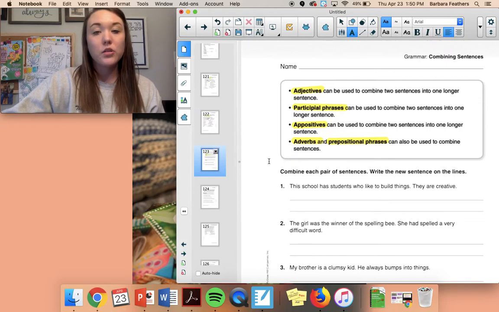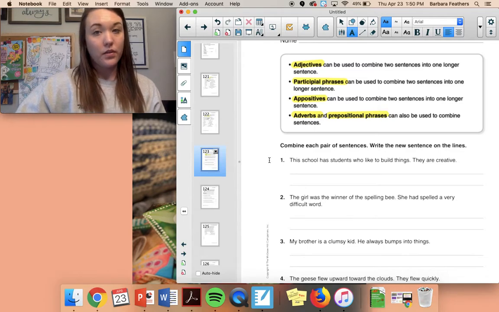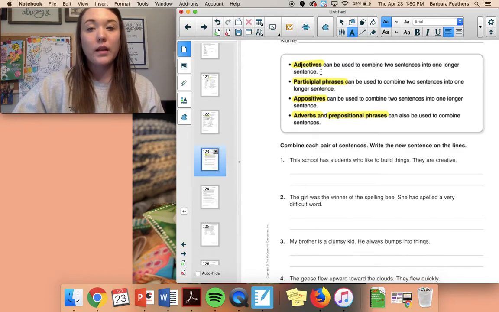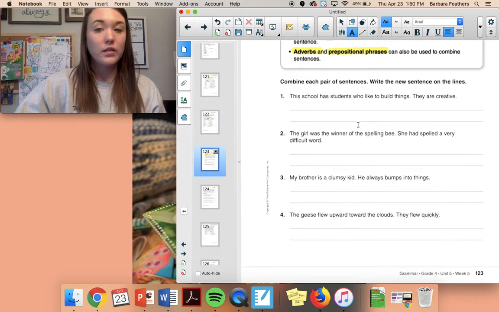Your next page is 123. You are combining sentences on this page. You can combine sentences using an adjective, a participle phrase, an appositive, or adverb and prepositional phrases. There are many ways that you can combine these sentences. I'm going to do an example for number 1 and 2.